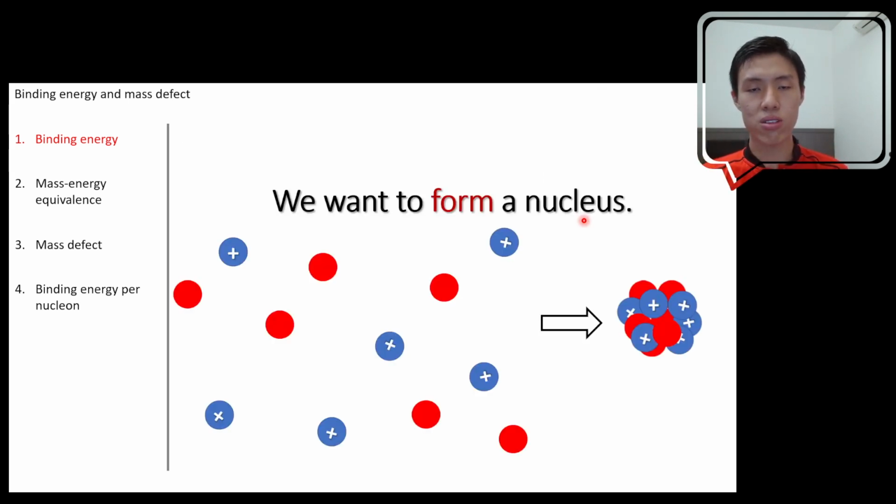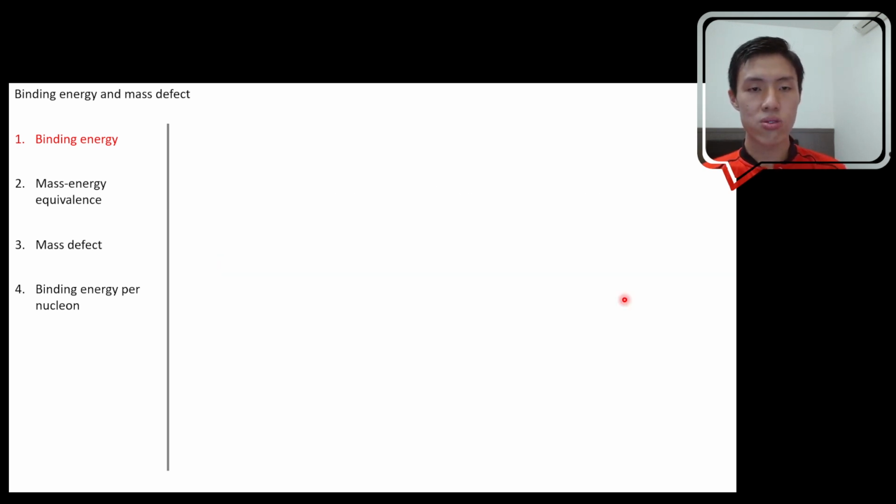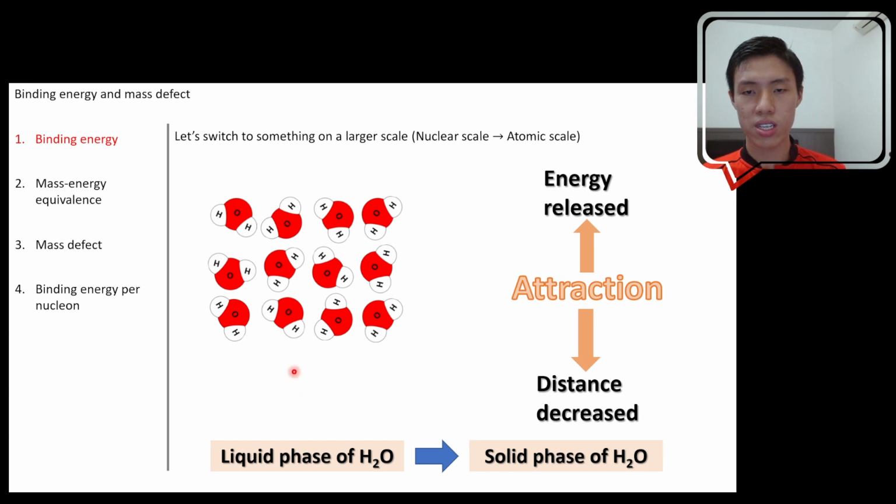So if you go into the nuclear scale, we know that we want to form a nucleus. If you want to form it, we need to bring protons and neutrons closer to each other. So we're going to go from further apart to close together. This is similar to the process where we go from liquid phase to solid phase. We bring liquid, which are more further apart water molecules, to solid phase where the water molecules are closer to each other.